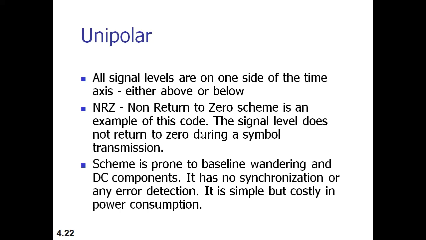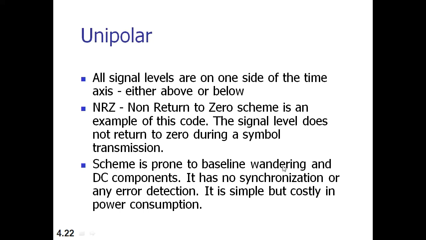Unipolar encoding uses only one voltage level. That is, ones are encoded as a positive value and zeros are encoded as zero value. You will see in the example. Here, all signal levels are on one side of the time axis, either above or below. Here we have the unipolar NRZ scheme. What is NRZ? Non-return to zero scheme is an example of this code. The signal level does not return to zero during a symbol transmission. We will see in the example.